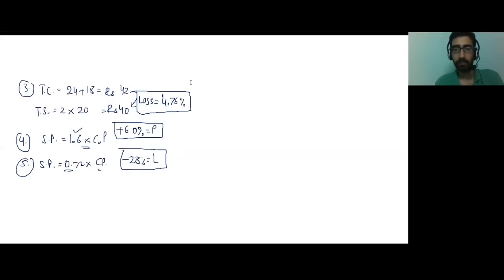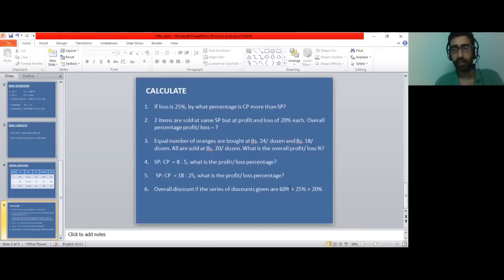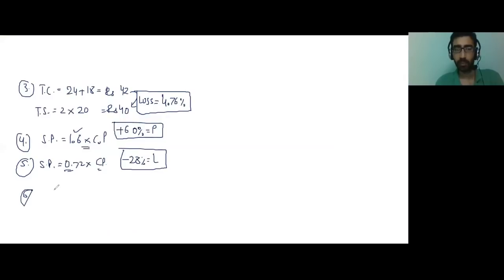And of course, overall discount, if the series of discounts given are 60%, 25%, and 20%. Again, we discussed successive percentage change. This is successive percentage change of 60, 20, and 25%.